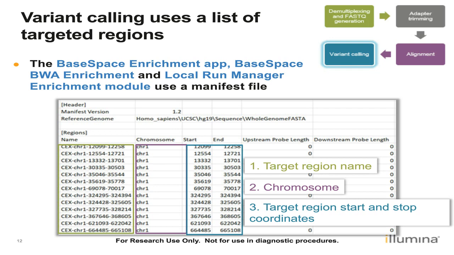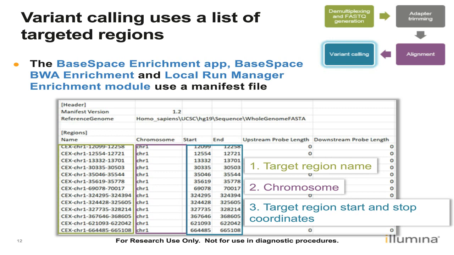And because this is an Illumina specific file, if you're using an Illumina enrichment kit, the file will be provided either with the kit, or usually you can just download it from our support site. If you are running a custom or third-party kit, we do have an option to generate one of these if you have a bed file, because most other third-party kits will come with a bed file defining those target regions.